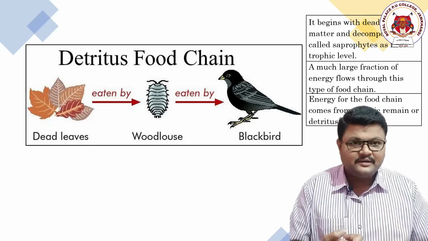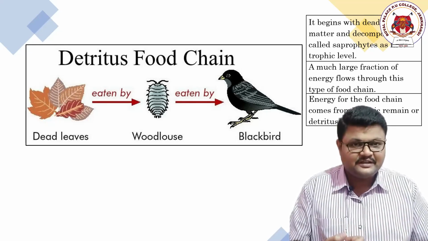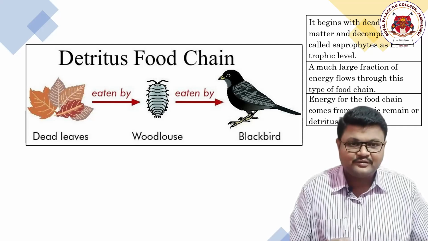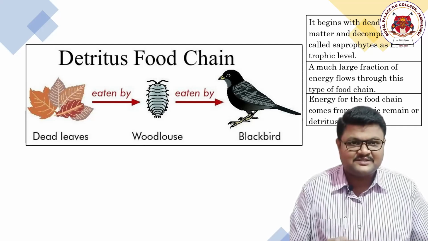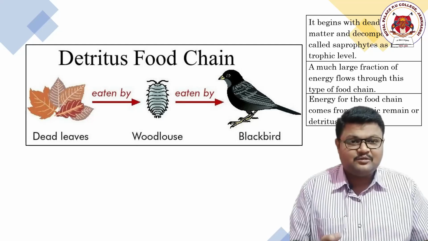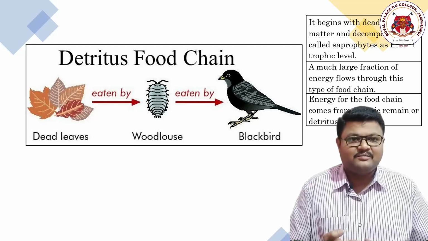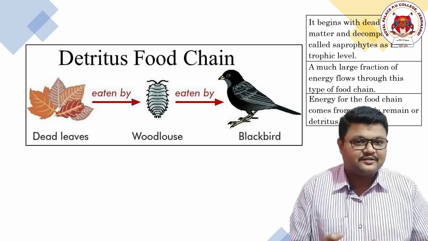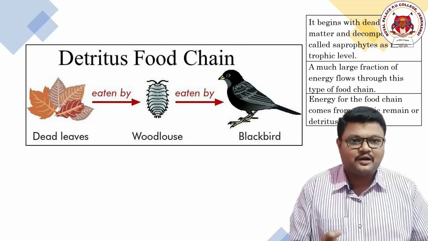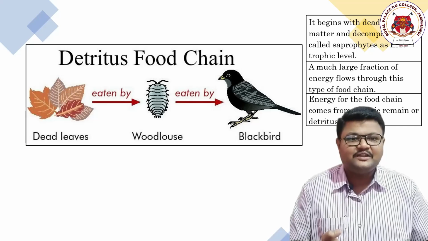Point number 1, here the chief source materials, organisms or the producers are the decomposers or saprophytes or saprotrophs. The chain starts from these organisms. Point number 2, the larger amount of energy is being flown from one trophic level to another trophic level. Point number 3, here the chief source of energy is from the organic matter or the detritus.